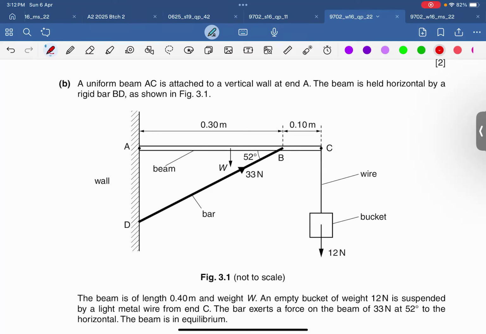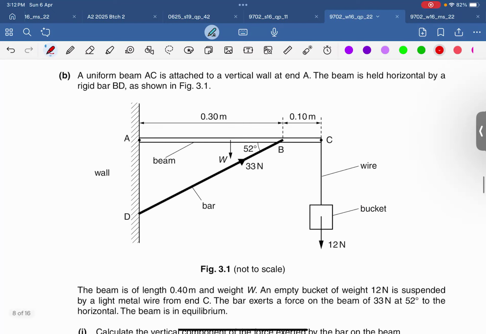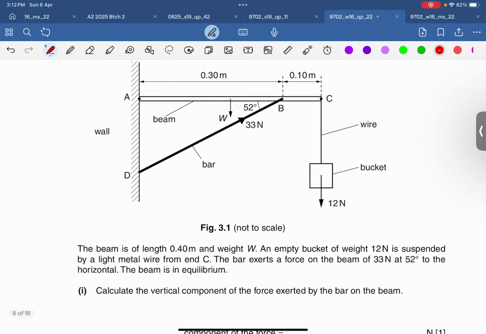A uniform beam AC is attached to a vertical wall at end A. The beam is held horizontal by a rigid bar BD as shown in figure 3.1. The beam is of length 0.4 meters and weight W. An empty bucket of weight 12 Newton is suspended by light metal wire from end C. The bar exerts a force on the beam of 33 Newton at 52 degrees to the horizontal and the beam is in equilibrium. Calculate the vertical component of the force exerted by the bar on the beam.